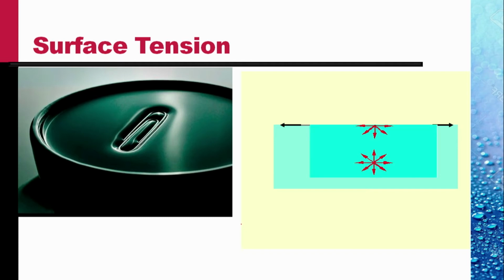A molecule which is not at the surface is being pulled on each side by molecules of the liquid all around it, but a molecule on the surface is pulled down. And because it is pulled down and it can't go down, there is a tension created on that surface.